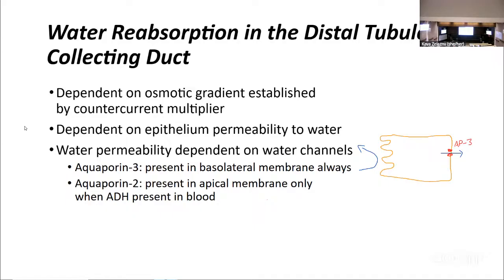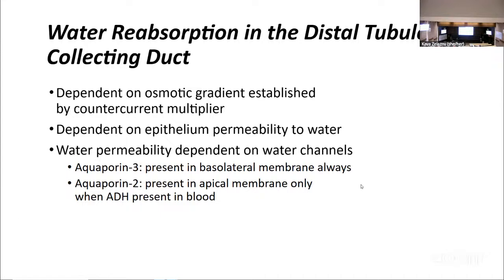So what we're going to be paying attention to as we look at regulated reabsorption is the presence of aquaporin 2. Because when it is present, we're going to be able to have water move all the way across the cell. We'd first see water crossing into the cell through aquaporin 2, and then exiting towards the blood, towards the plasma, through aquaporin 3. So to actually have water reabsorption, we need to have both of these present to go all the way across the cell.